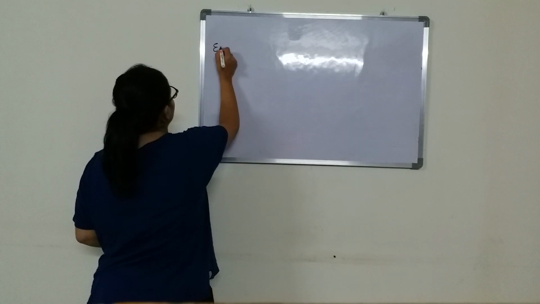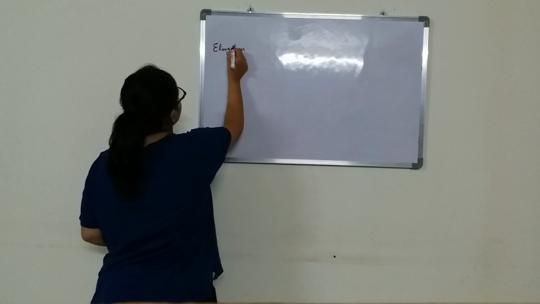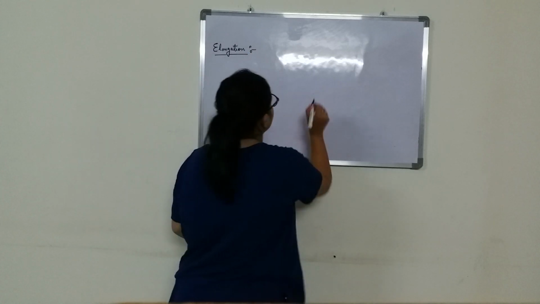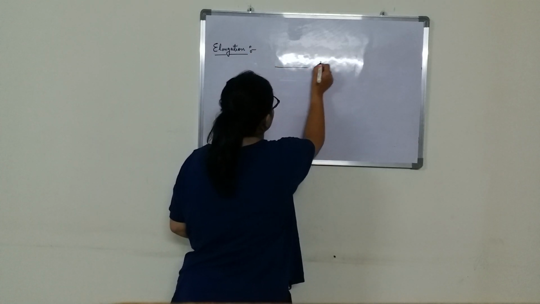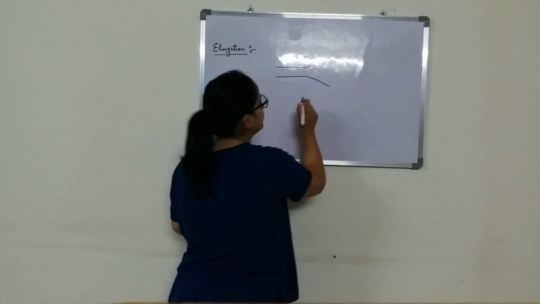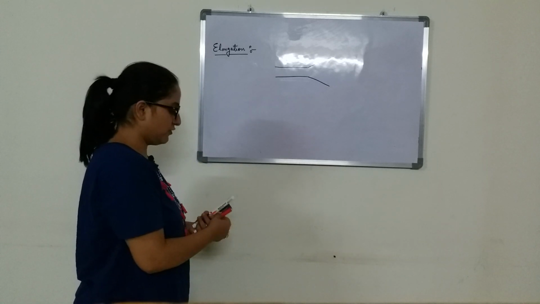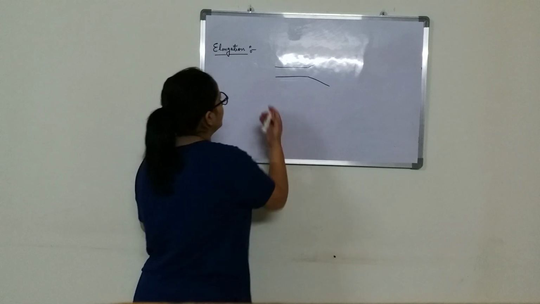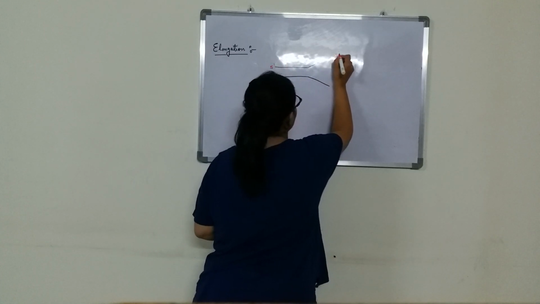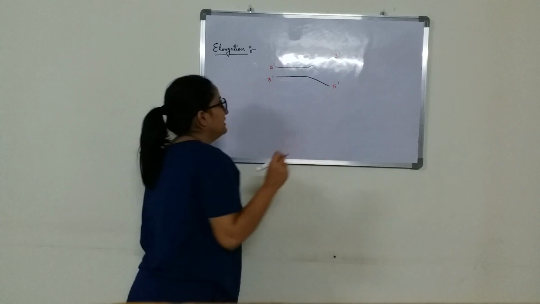Okay. Elongation of DNA replication. As I had discussed in the last video, this is the replicating fork, which goes from 5' to 3', 3' to 5'. All right.